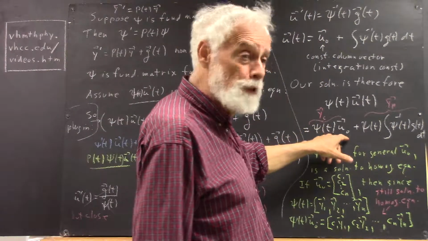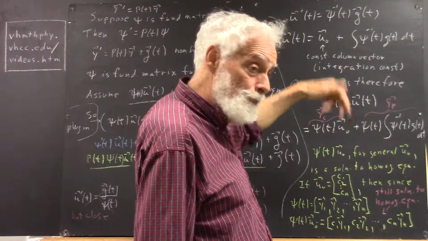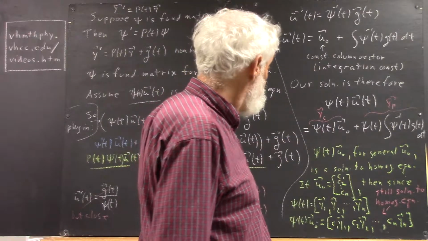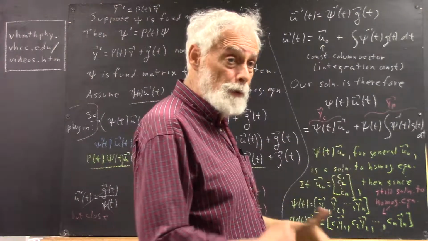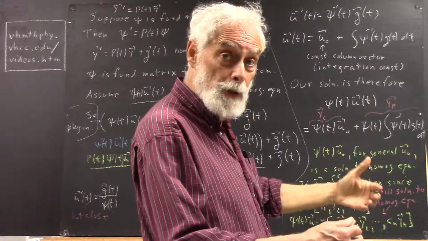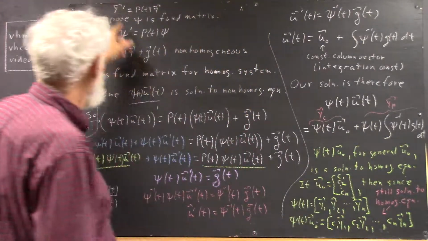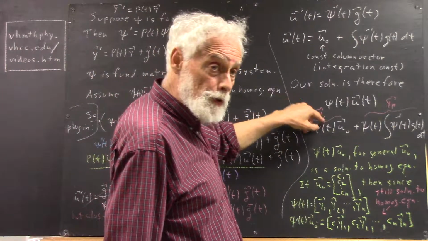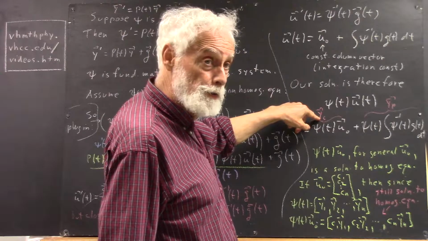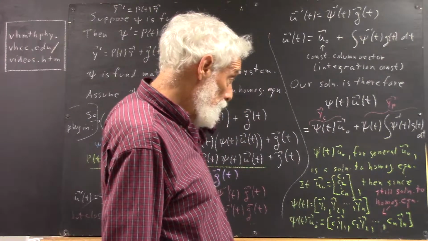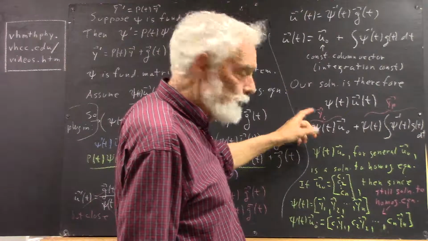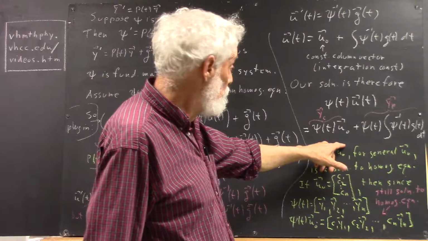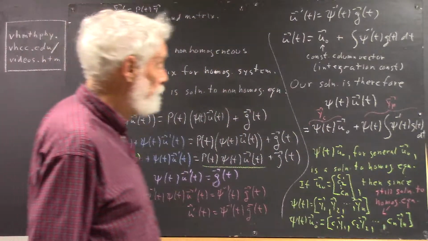So if we do psi of t times u naught, our columns are just going to be linear combinations of our original psi of t vectors. So this vector is going to represent some linear combination of our fundamental set of solutions to the homogeneous equation. Meaning that this is a perfectly valid characteristic solution. It might not be a general characteristic solution, but it is going to be a linear combination of our solution vectors, and it's going to be a solution to our homogeneous equation.